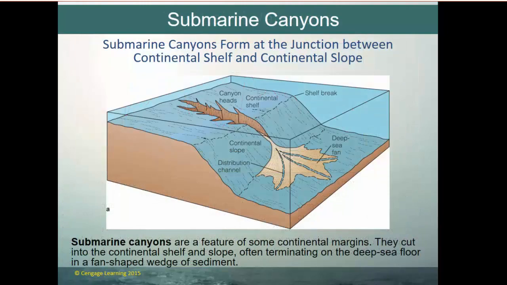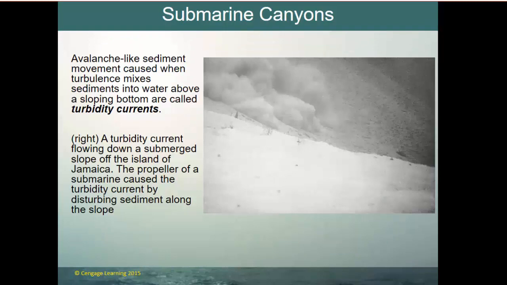All right, a little bit about submarine canyons. They're features of some continental margins. You have to have water coming off the continent to have a submarine canyon. They cut into the continental shelf and slope, and they basically terminate with these deep sea fans out on the deep sea floor. And this avalanche is one of those turbidity currents that I was talking about.